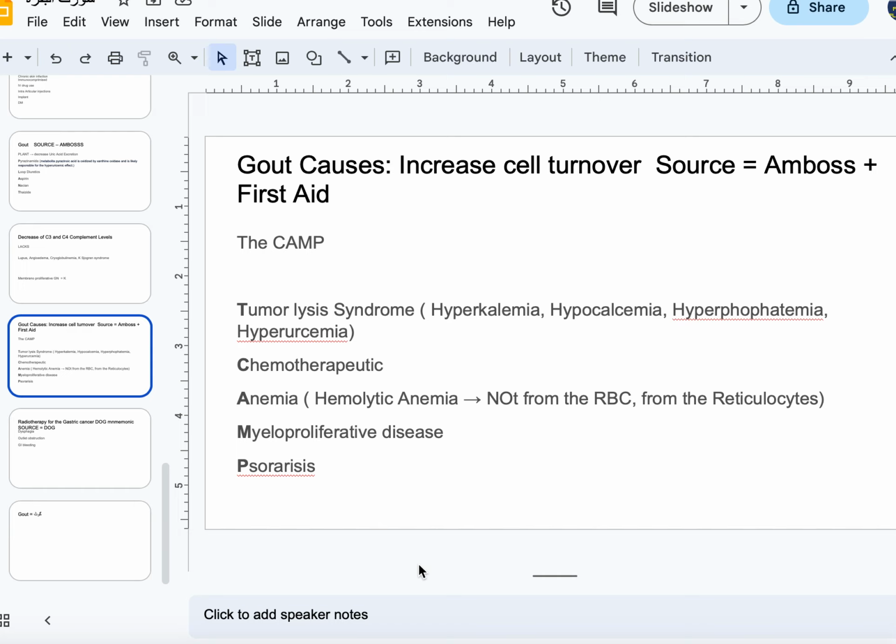So T as in tumor lysis syndrome. Remember, tumor lysis consists of four main things: hyperkalemia, hypocalcemia, hyperphosphatemia, hyperuricemia. The C as in chemotherapy, the A as in anemia, M as in myeloproliferative disorders, and P as in psoriasis. And obviously anemia is not going to be the red blood cell itself, it's going to be the reticulocytes. So guys, these are the main causes of gout: increased cell turnover.